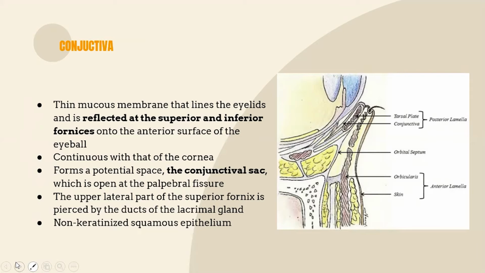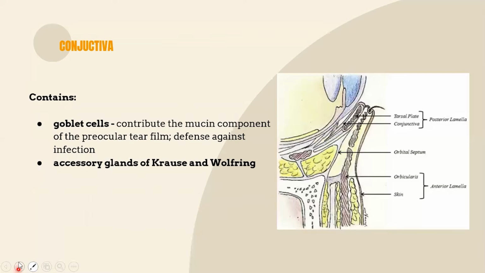The upper lateral part of the superior fornix is pierced with the ducts of the lacrimal gland. The conjunctiva is composed of non-keratinized squamous epithelium. It contains the goblet cells, which contribute the mucin component of the preocular tear film, and it plays a central role in the defense of the ocular surface against microbial infection. This also contains the accessory glands of Krause and Wolfring.